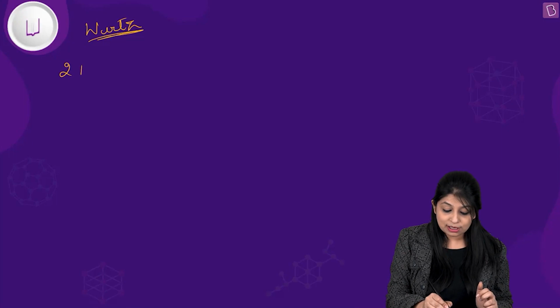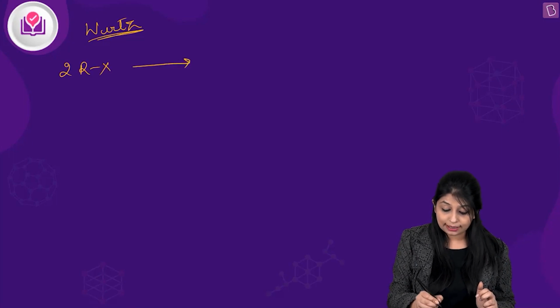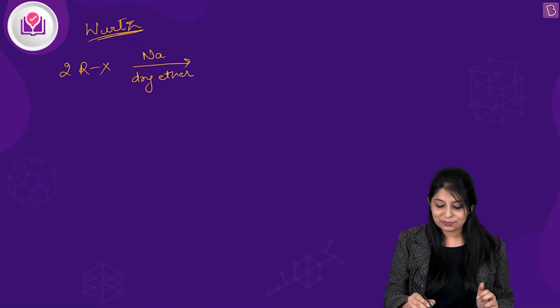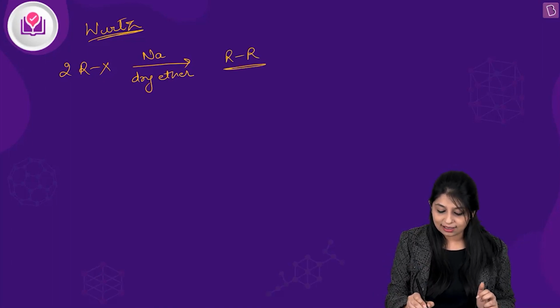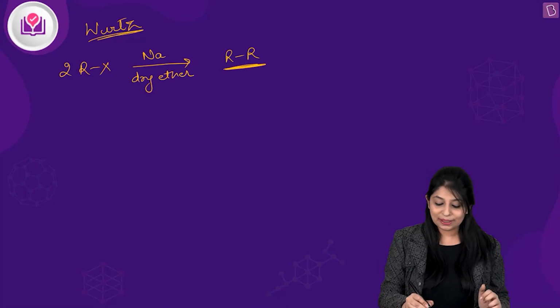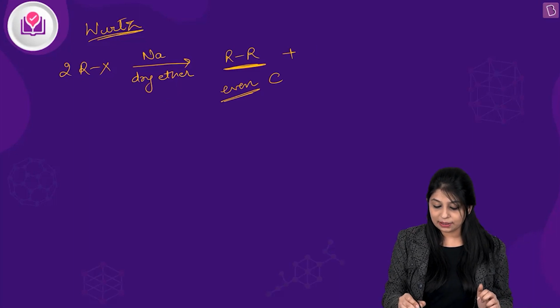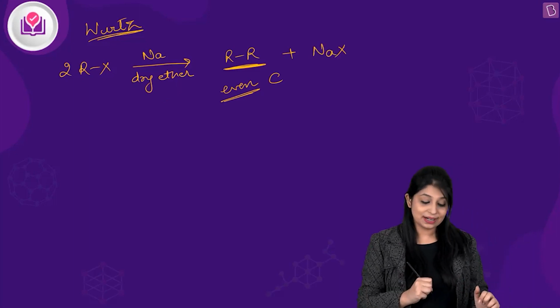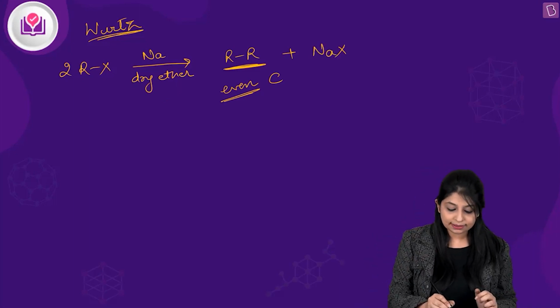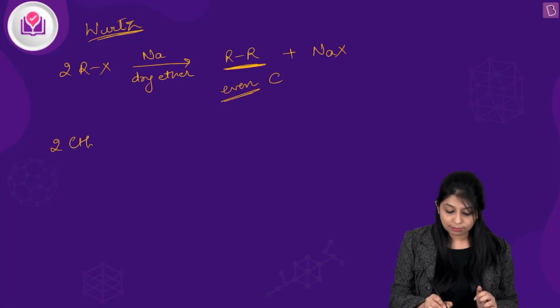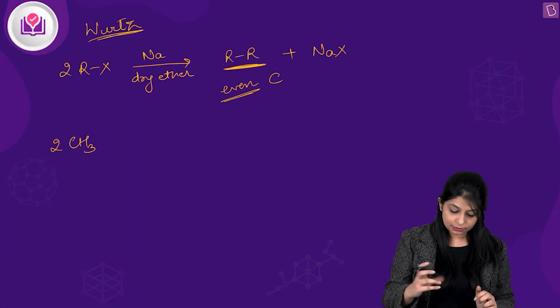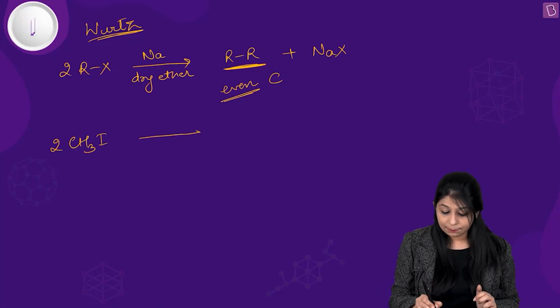Two molecules of alkyl halide combine in the presence of sodium and dry ether, and what do we get? We get the alkane RR, that is the higher alkane with an even number of carbon atoms. And what else do we get? We get NaX. So if we start with methyl iodide, which has been given to us, we take two molecules of CH3I in the presence of sodium and dry ether.